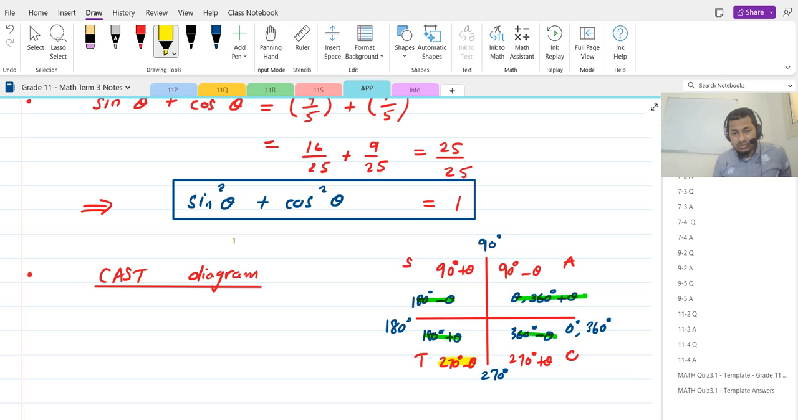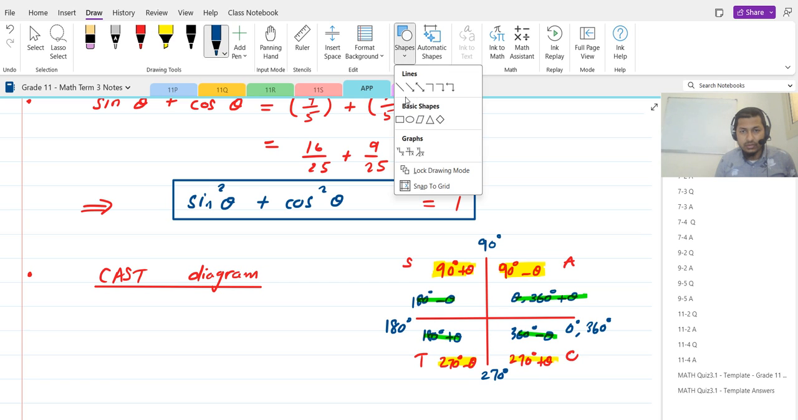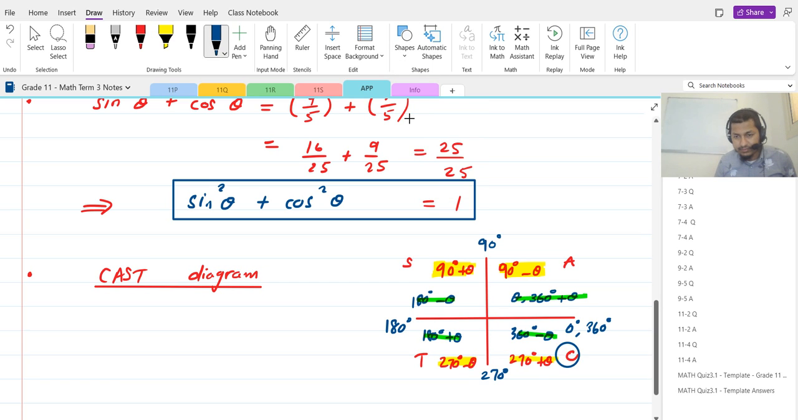If I ask you where's, and remember this 90 and 270 follows the co-ratio rule, right? So it takes the co-ratio. For example, sine becomes cos, cos becomes sine, tan becomes cot, and sec becomes cosec, right? So let me just circle these, because that's the CAST diagram here, right? That's what you've got to know, right? So we have this entire diagram, so we'll use it in the future.